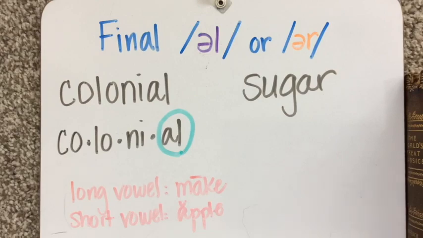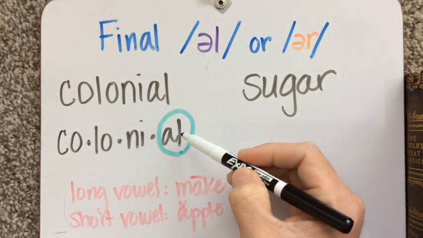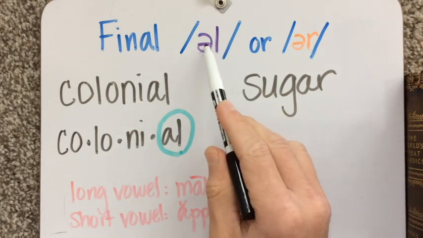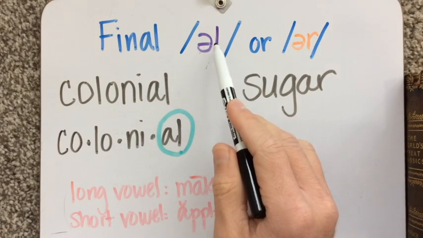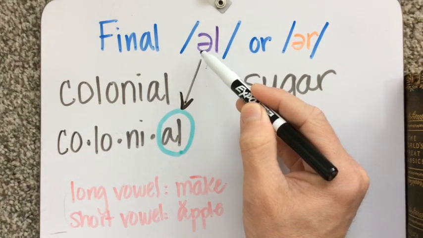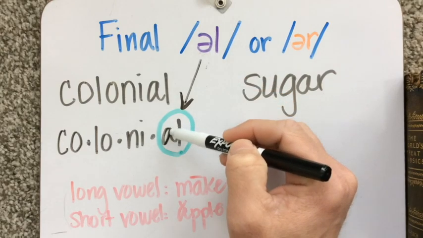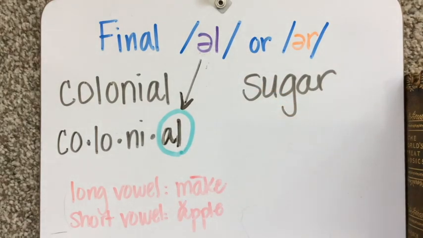Another thing that I want to point out is we have a spelling pattern of AL at the end, and even though this is an upside down E, it's still this sound. So it doesn't actually have to be an EL to make that sound. This AL, there's a few various spelling patterns for that.